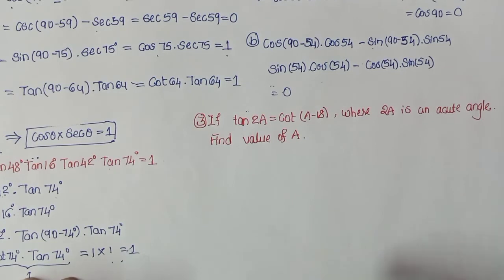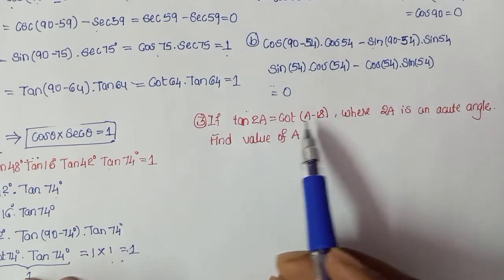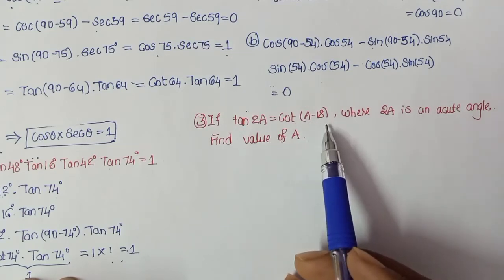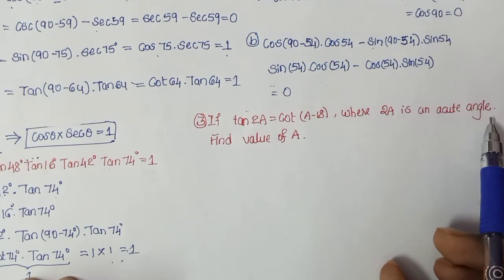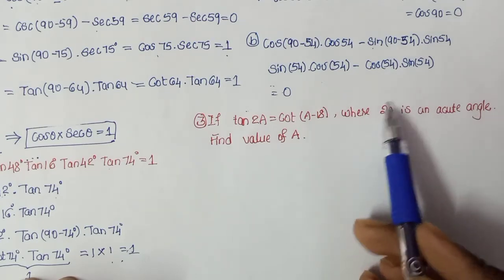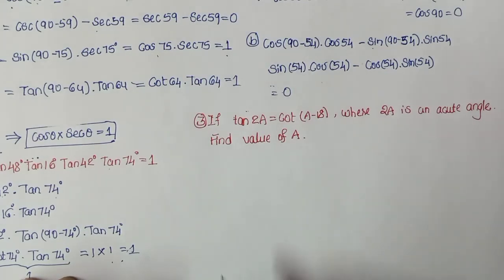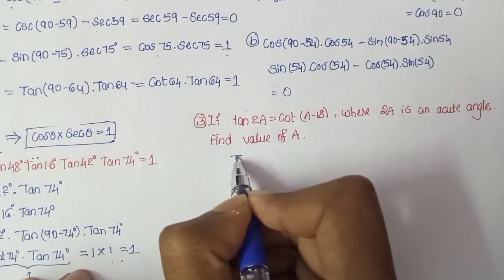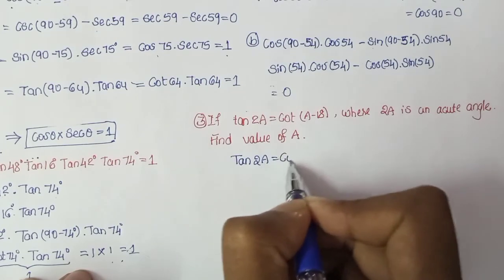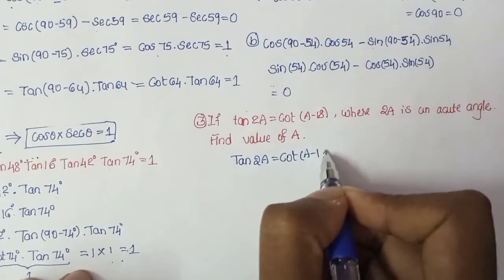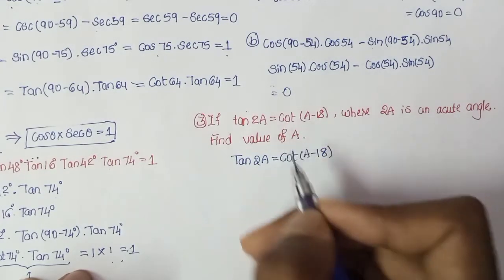Okay, this is the next question. What they are given is, if tan 2a is equal to cot a minus 18, where angle 2a is an acute angle, that is less than 90 degrees, find the value of a. They have given one relationship, that is tan 2a, which is equal to cot a minus 18. From this, they are asking to find the value of a.